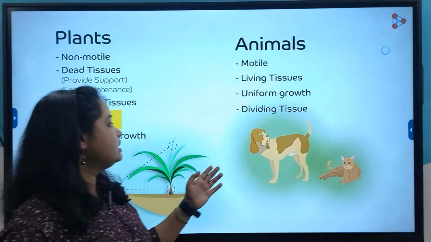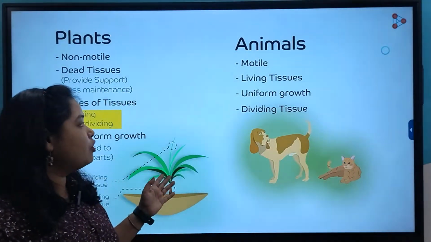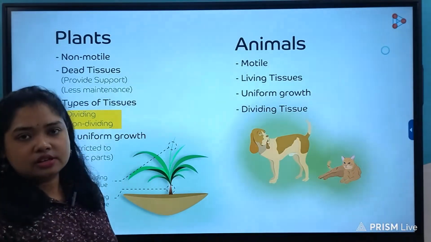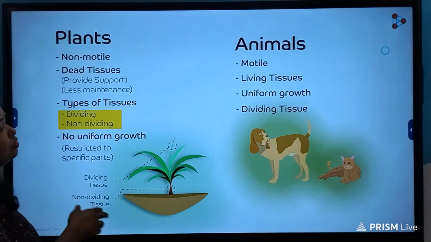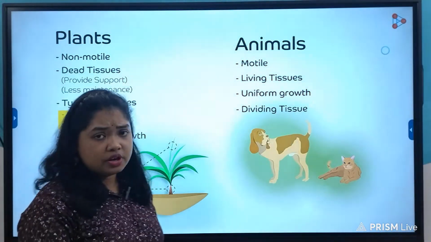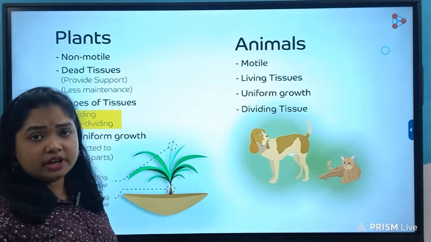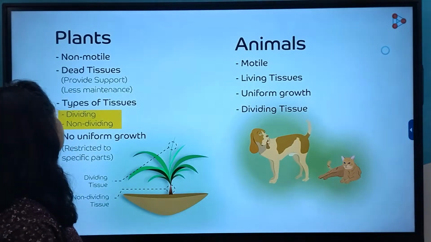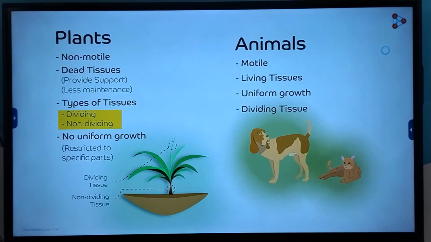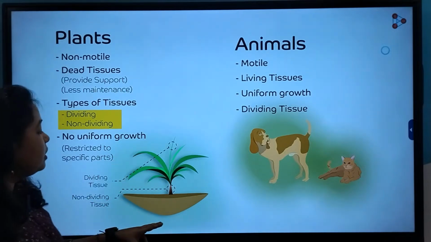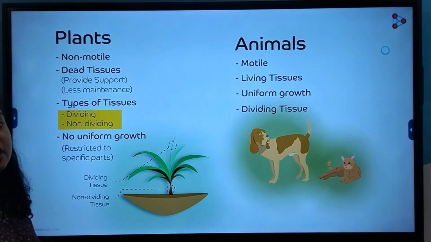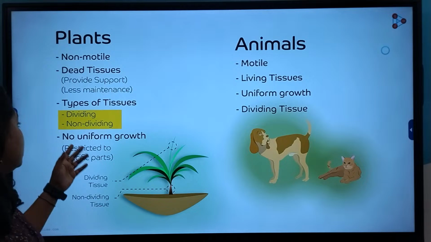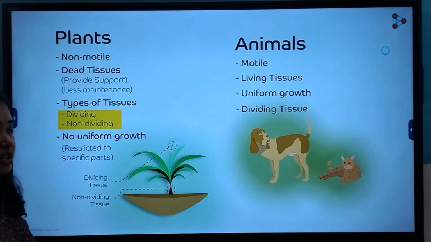But in case of animals, since they locomote from one place to another, all their tissues are living, and they do not only provide the support, but they also perform different functions. And there are two types of tissues. You can see dividing tissues in the areas of the plants which grow particularly, which are known as meristematic tissues, which we will now study further, and the non-dividing ones are known as permanent tissues.